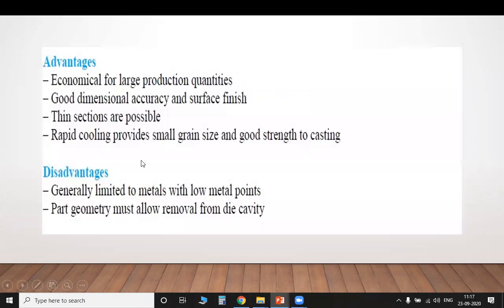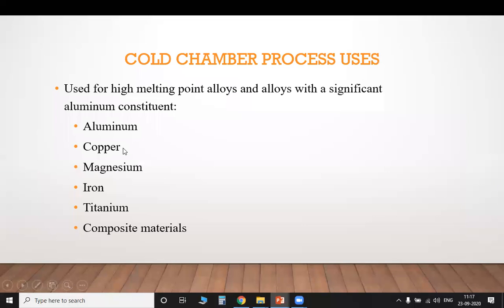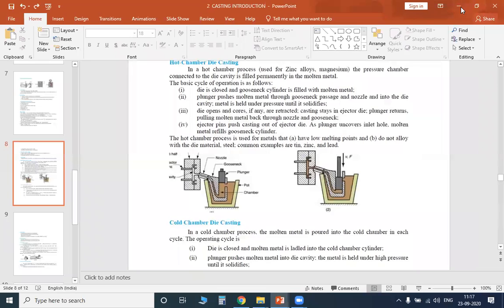So the advantages are: economical for large production quantities, good dimensional accuracy and surface finish, thin sections are possible, and rapid cooling provides a small grain size and good strength to the casting. The disadvantages are that it is generally limited to metals with low melting points, and the part geometry must allow removal from the die cavity. So these are the advantages and disadvantages. We will now see the correct operation so that you can understand.